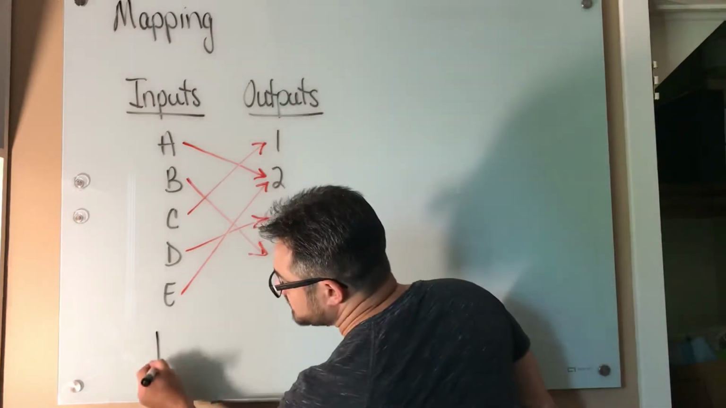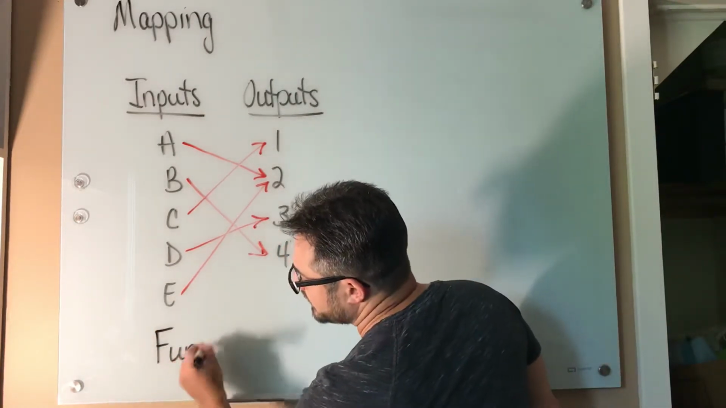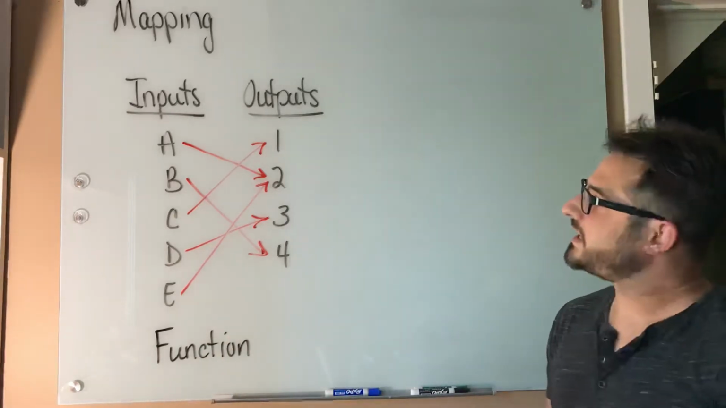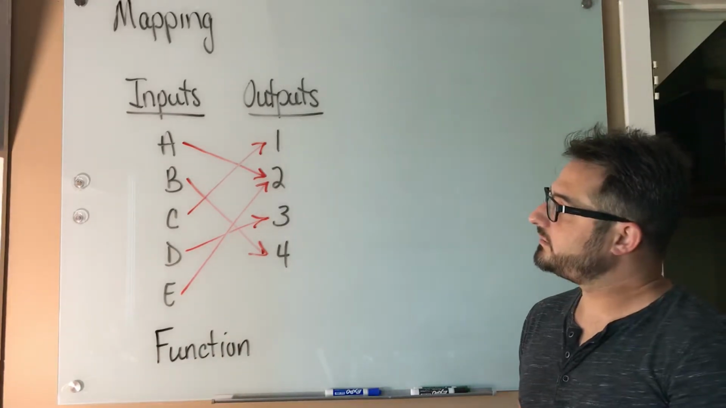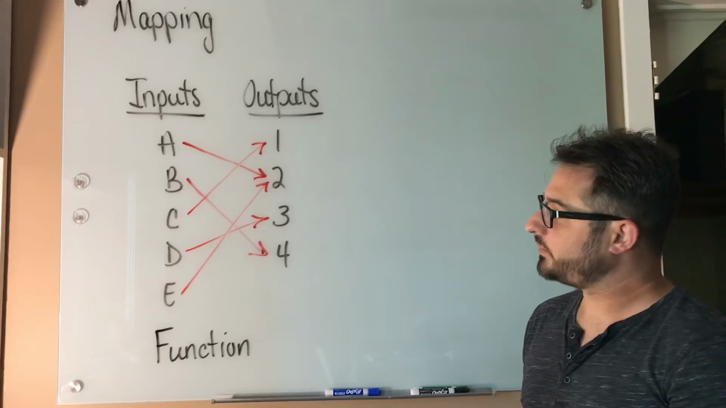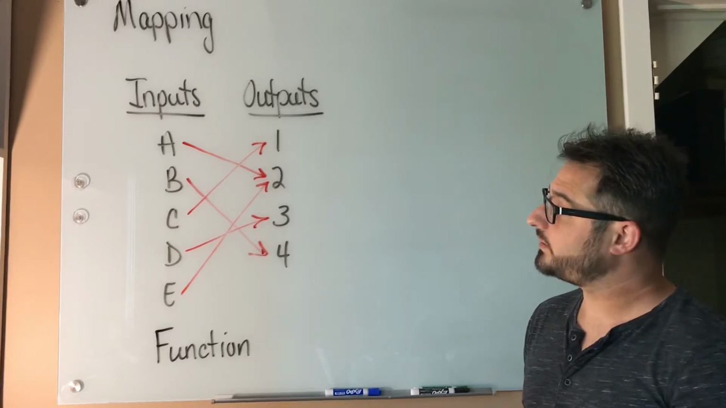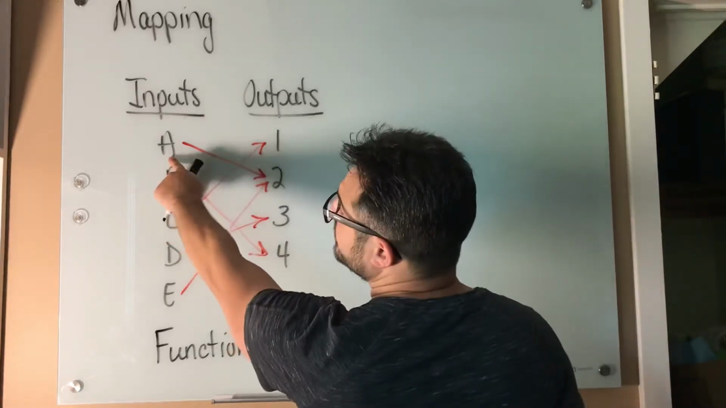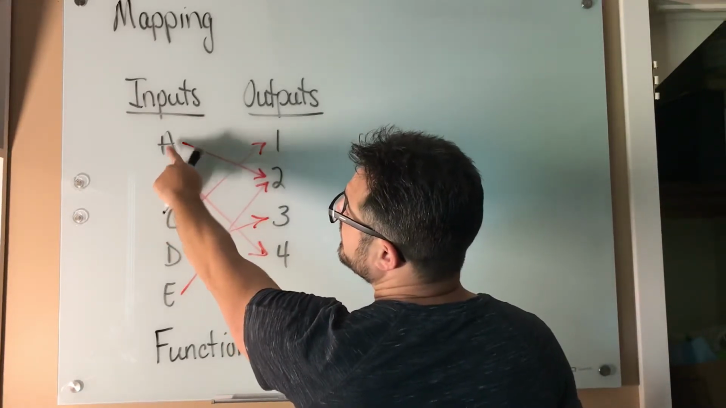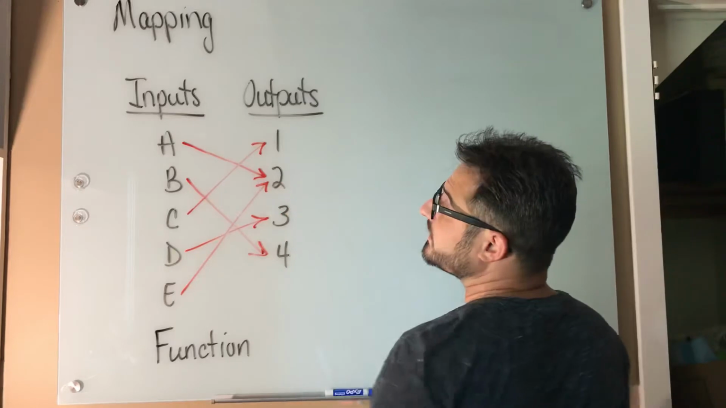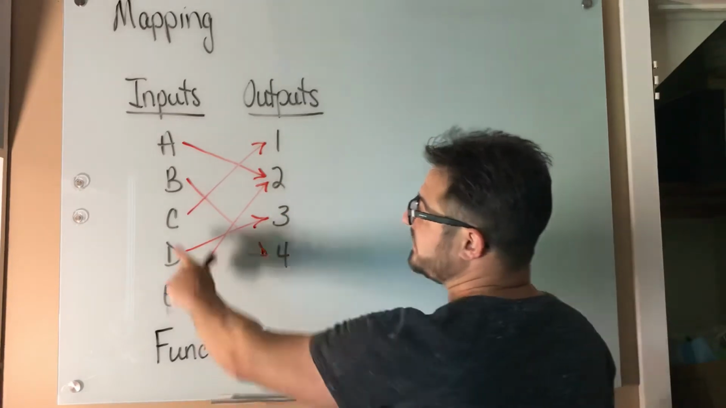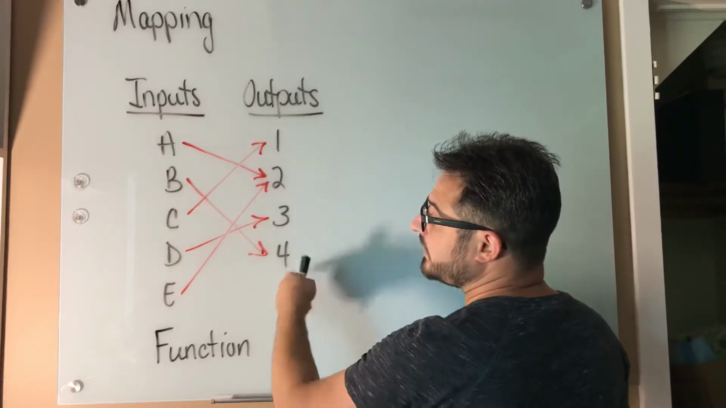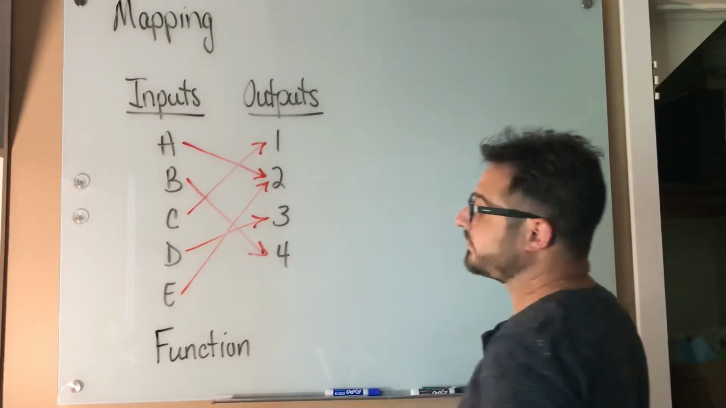This relation represents a function. Now, the definition of function, recall, is that each input produces only one output, or is paired with only one output. That means that if we go down the line and we say the input is A, there should only be one output to go with it. If the input is B, there is only one output to go with it, and so on and so forth.